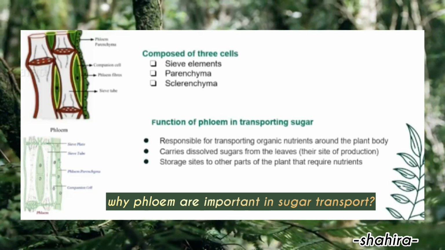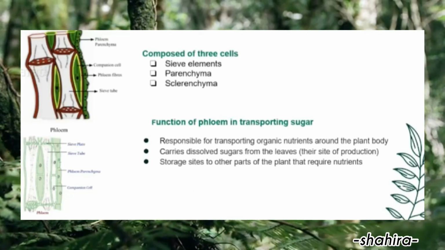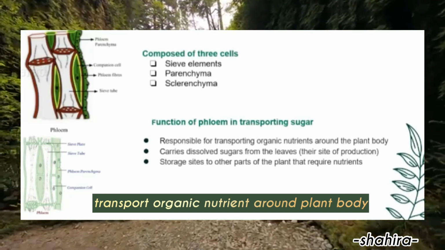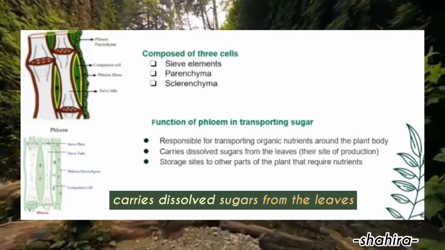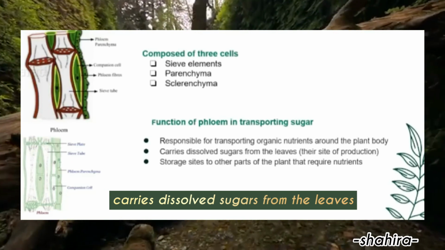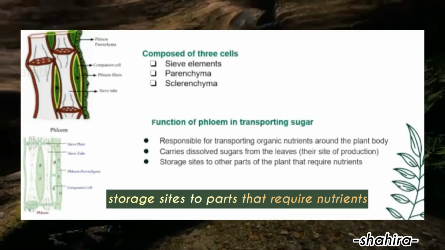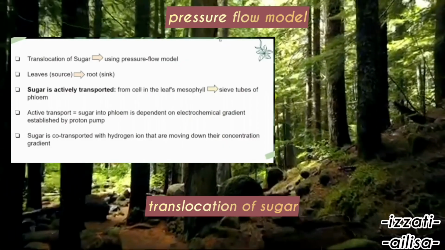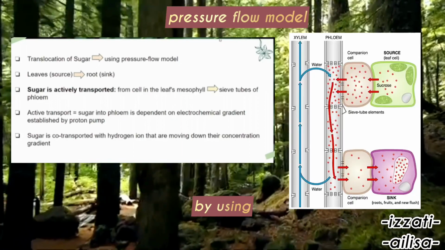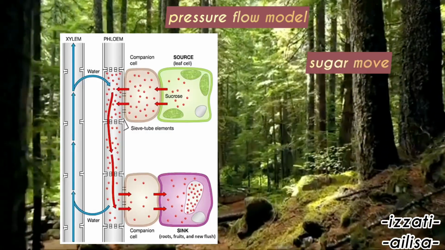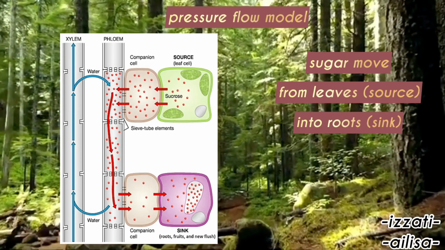Why is phloem important in transporting the sugar? Because phloem is responsible for transporting the organic nutrients around the plant body. It also carries dissolved sugar from the leaf, which is the site of production, and from storage sites to other parts of the plant that require the nutrients. Translocation of sugar can be explained by using the pressure flow model. The movement of sugar in this model is from leaf to root.